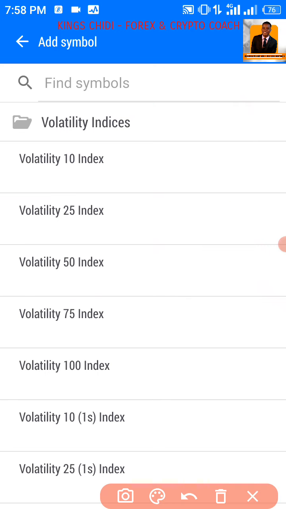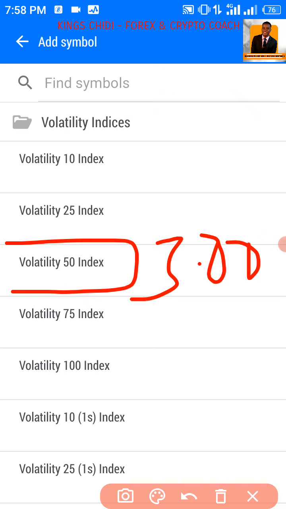So the next one we have is volatility 50. You can trade it with a $3 account, a $4 account, and above. It's not that volatile in terms of the profit or loss it generates in the movement, either upward or downward. So volatility 50, lowest lot size 3.00. Then volatility 75, the lowest lot size is 0.001.